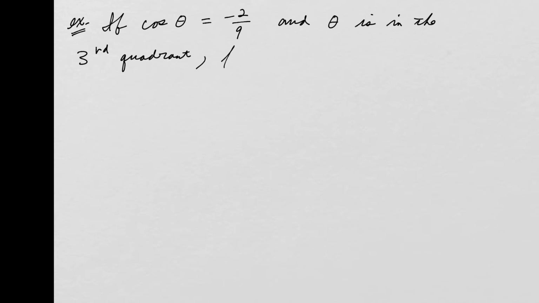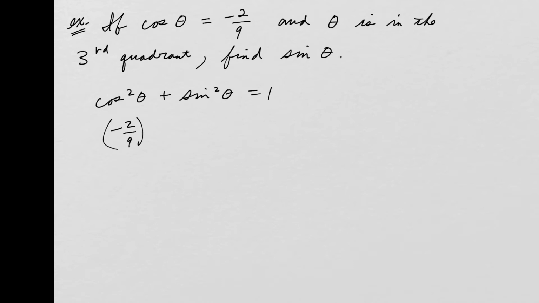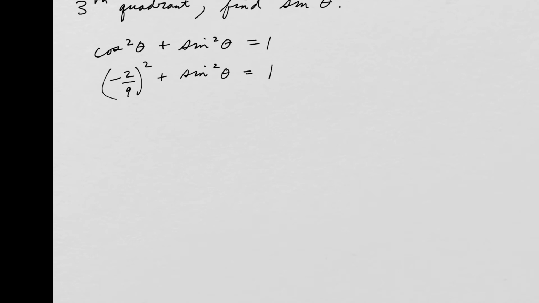Find sine of theta. So again, we could use the Pythagorean identity, right? Because we know that cosine squared of theta plus sine squared of theta is equal to 1. Cosine is negative 2/9, so this is negative 2/9 squared plus, we don't know sine yet, so I'll just leave it as sine squared. That's got to equal 1. So then if I square negative 2/9, well, negative 2/9 times negative 2/9 is 4 over 81.